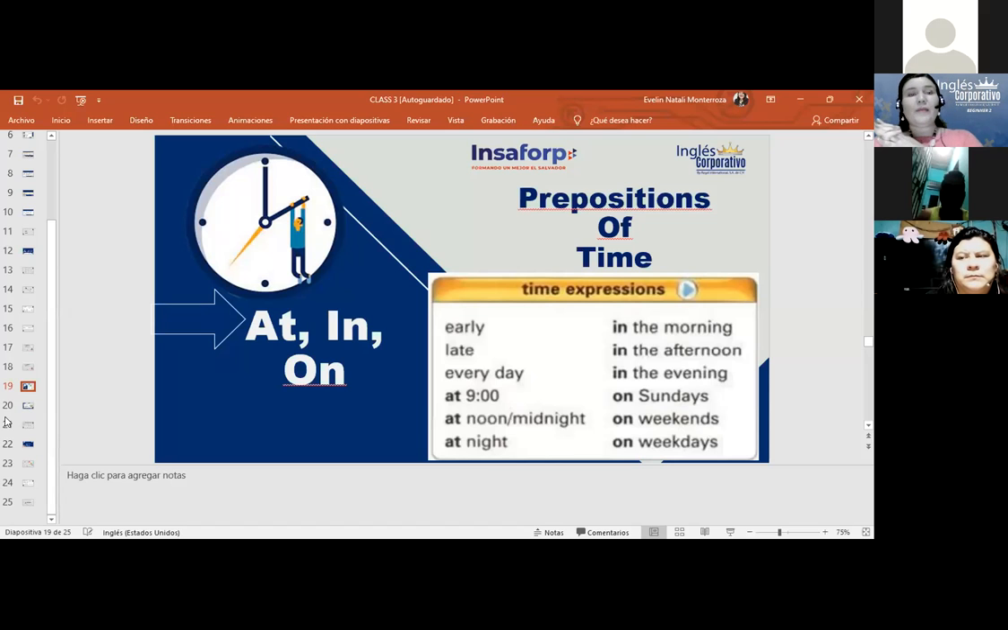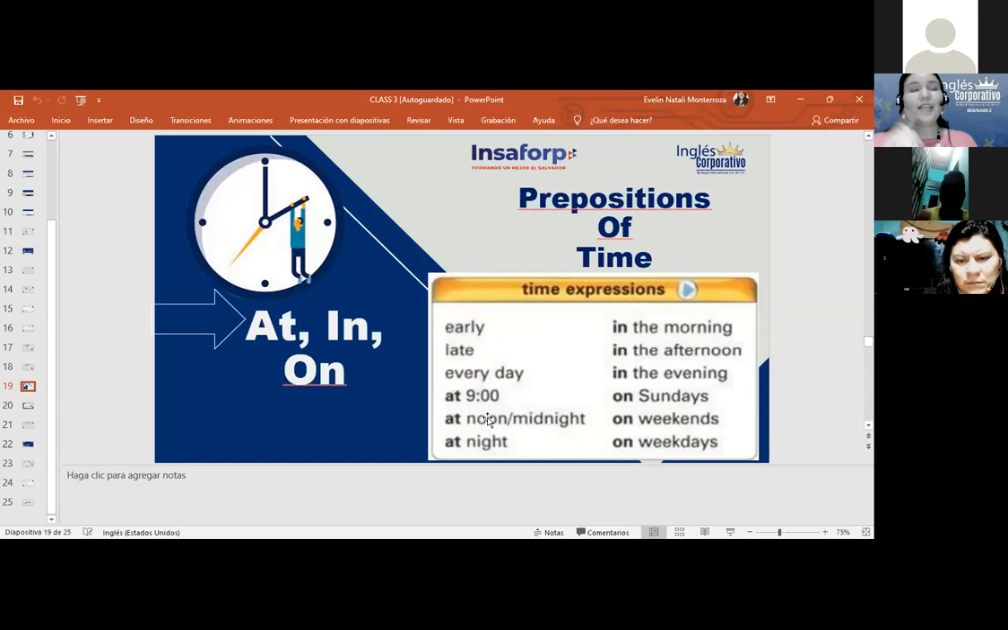¿Conocemos todas las palabras que les he presentado? ¿O hay alguna que no la conozcamos? ¿No? What is early? Early, temprano. Early or late. Late is the opposite, right? Early, late. Like at 11, 12. Yes. Every day, for sure. Every single day, right?